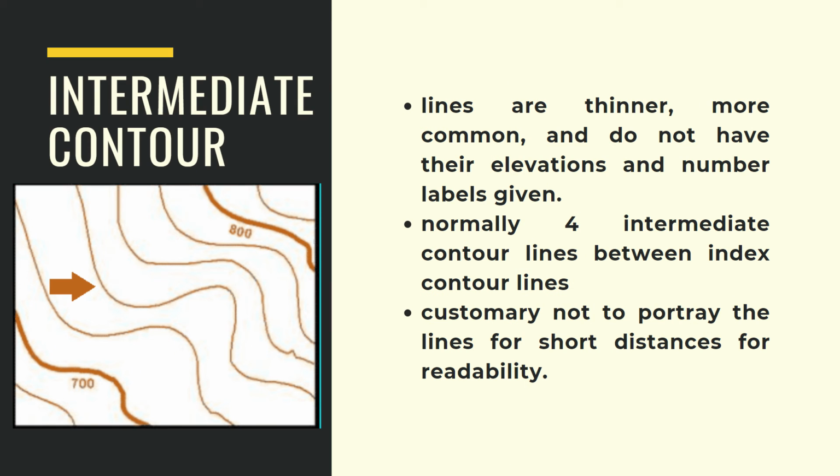The second type of contours is the intermediate contours. The contour lines falling between the index contour lines are called intermediate contour lines. These lines do not have their elevations and number labels given. There are normally four intermediate contour lines between index contour lines. In parts of the map where intermediate contours are so closely spaced as to nearly unite or merge into a single line, it is customary not to portray the lines for a short distance for readability. This technique is called feathering.